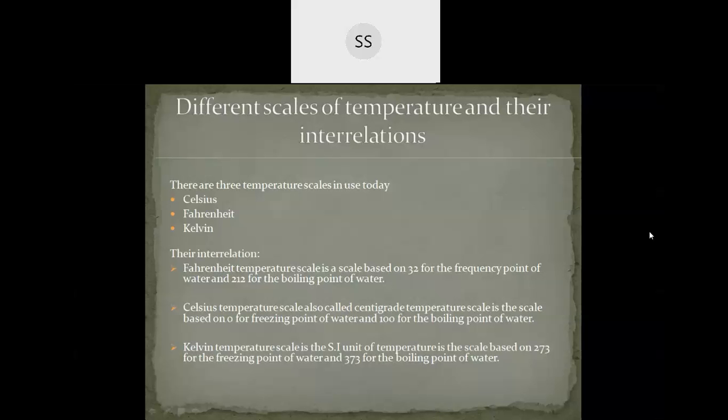The same goes for the boiling point of water. When we measure the boiling point of water in the Fahrenheit scale, it is 212 Fahrenheit. For Celsius, it is 100 degrees Celsius, and for Kelvin, it is 373 Kelvin. So, 212 Fahrenheit, 100 degrees Celsius, and 373 Kelvin are the same thing. This is the interrelationship between different temperature scales.